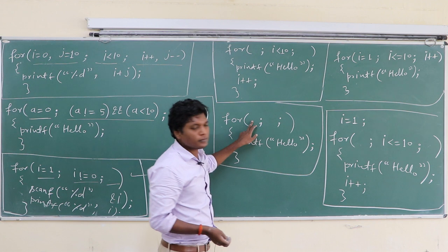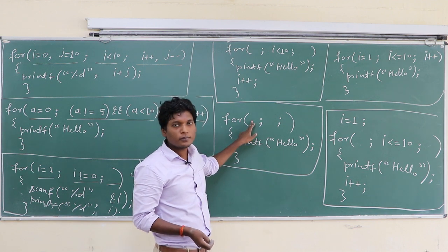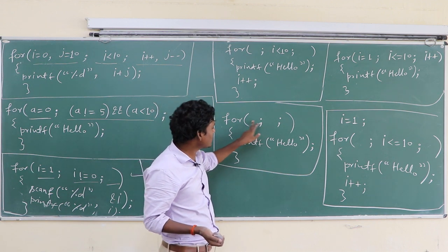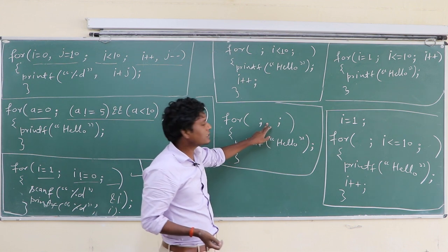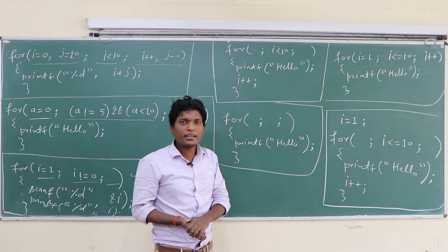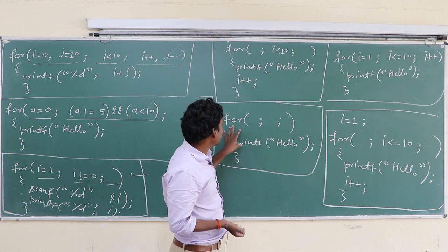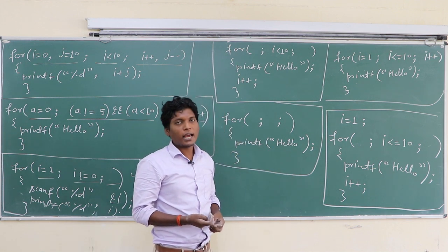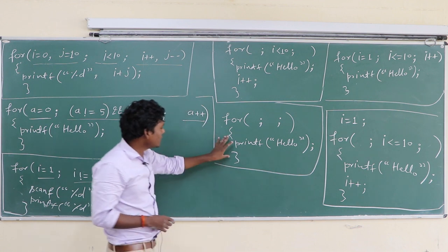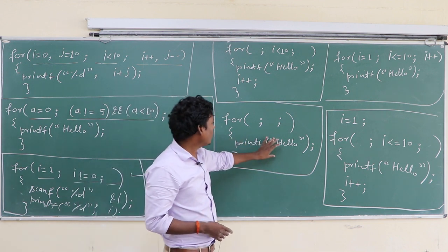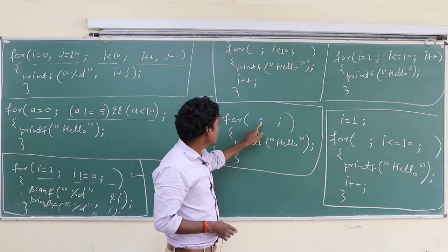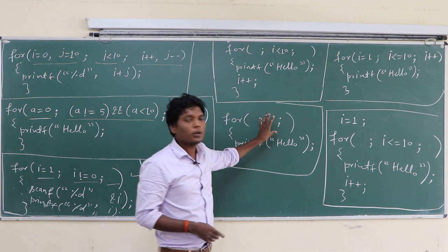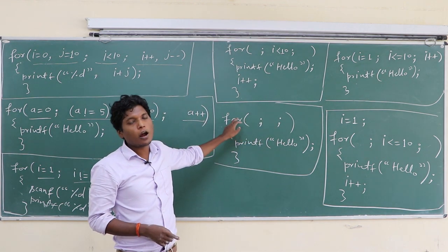Here the initialization section is missing, the condition section is missing, the increment decrement section is missing. Class, this for loop is also true. Here hello will be printed indefinite times. Okay, this one is also true. Here hello will be printed indefinite times. This is the indefinite loop. This is basically the indefinite for loop, class.